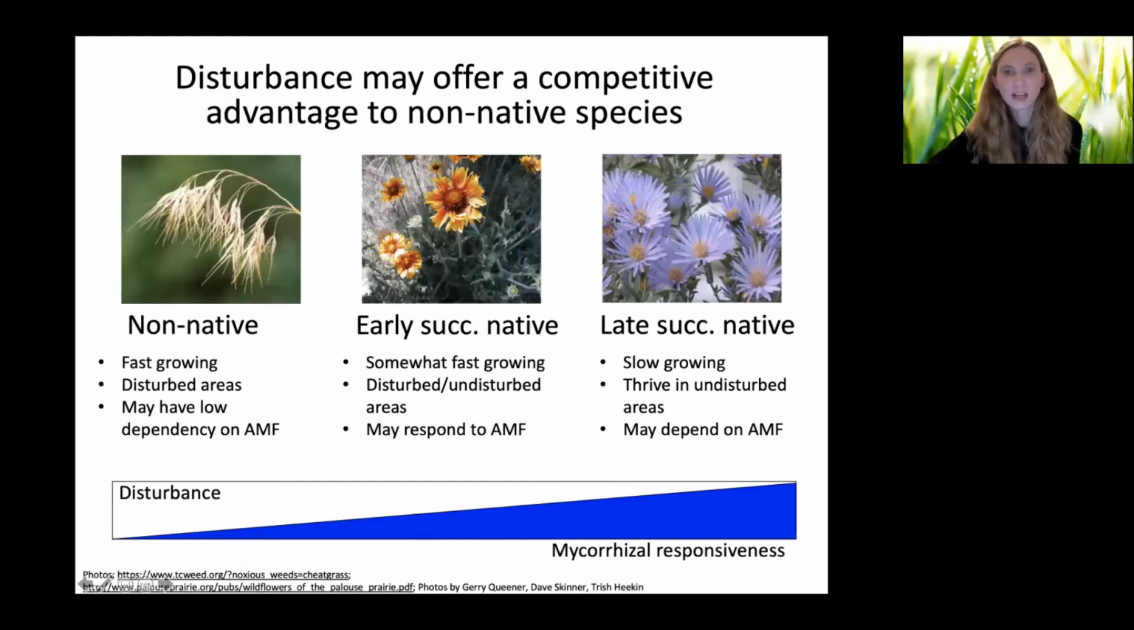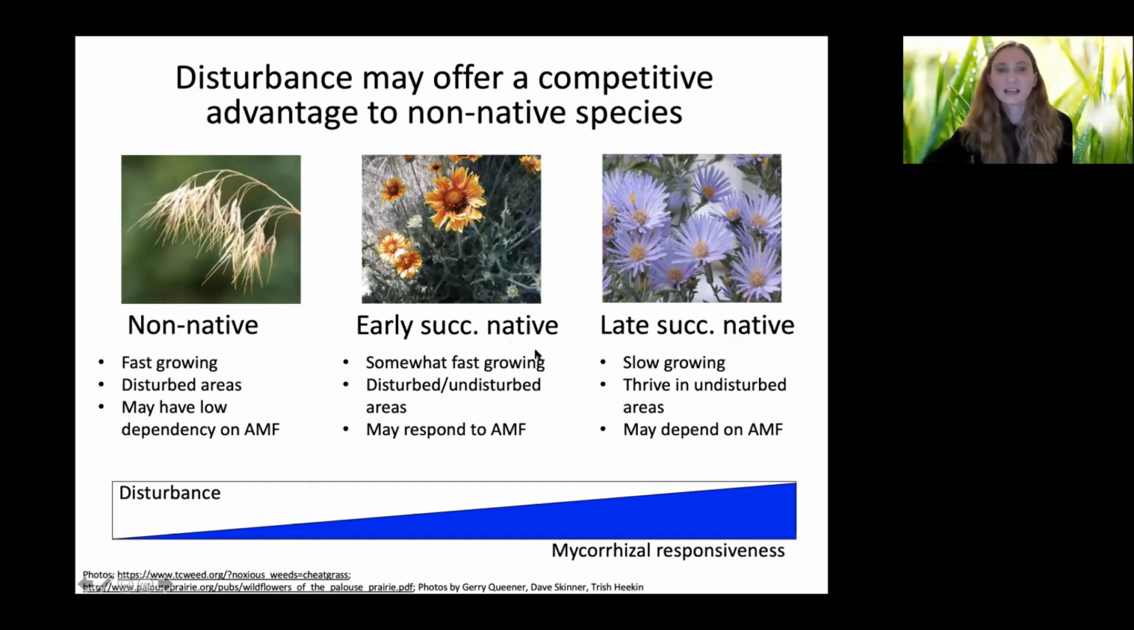So all of these different types of disturbances may give a competitive advantage to non-native plant species. And in the talk today, I'll be telling you about different plant successional stages. The three successional stages I'll be talking about are the non-native plants, the early successional native plants, and the late successional native plants. And so non-native plants are fast growing. They colonize disturbed areas relatively easily. And so they may have a low dependence on mycorrhizal fungi. Maybe that's one of the reasons they're able to colonize these areas so quickly.